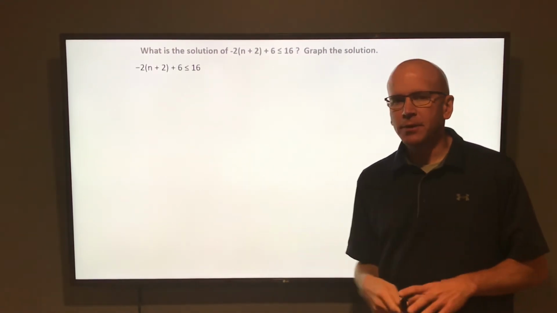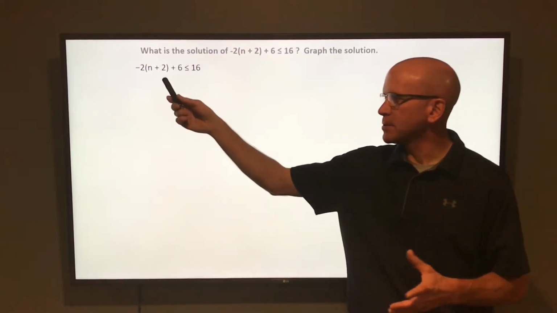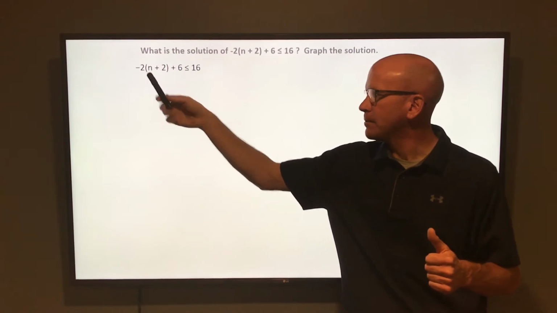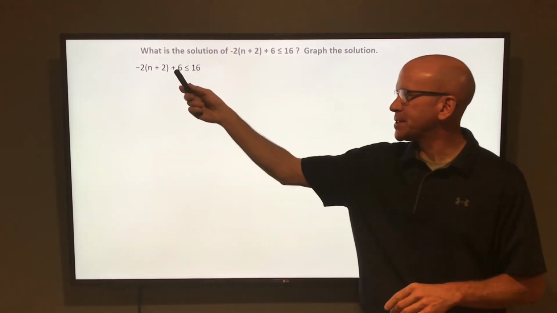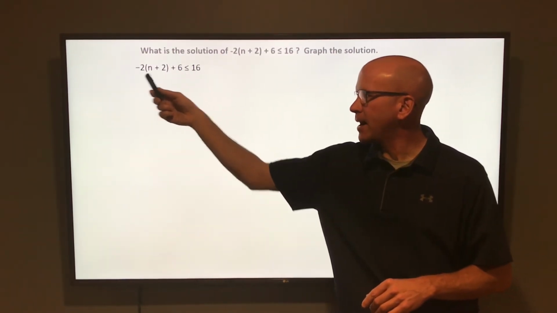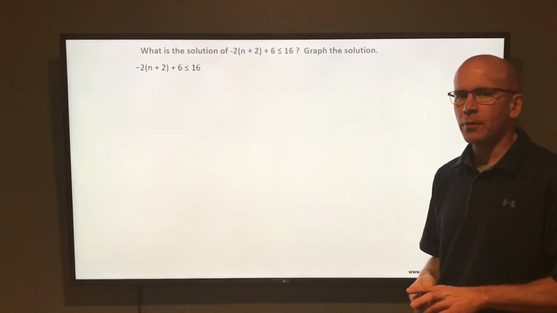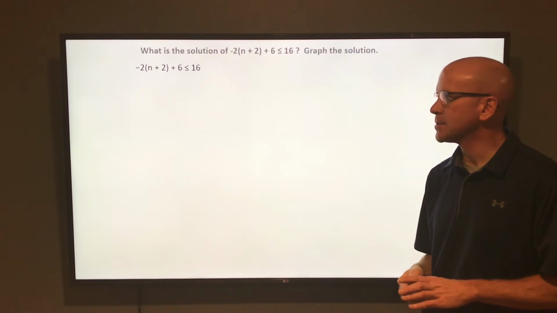Most people are going to jump to the distributive property here. As soon as they see parentheses, they automatically think distributive property with the negative 2. But you could also move the 6 first, then divide by negative 2, and then move that 2 once you're done with those. So there are a couple of different ways you can do this.